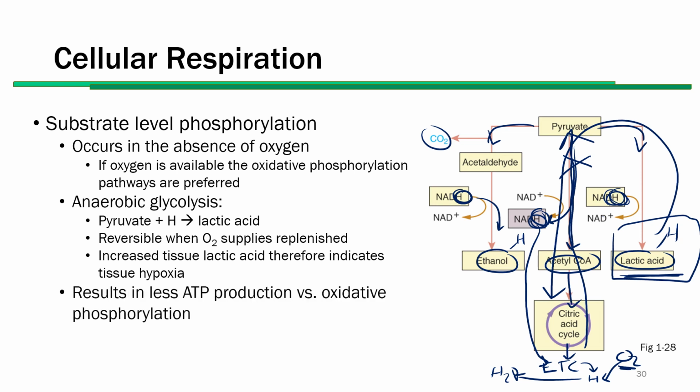Results in less ATP production versus oxidative phosphorylation. The best way to make ATP is to go through that electron transport chain. That gets us the best bang for the buck.